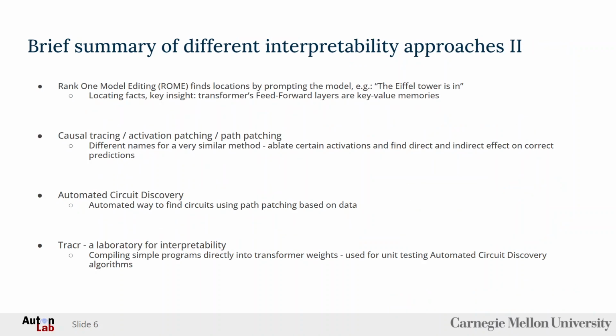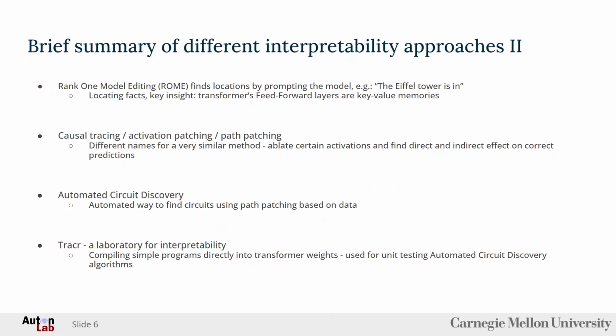Other approaches try to find key value memories. For example, the ROME method tries to find where the model knows the Eiffel Tower is by prompting it with "the Eiffel Tower is in" and trying to figure out what it knows and where this knowledge is stored. This can actually help in editing such a memory.